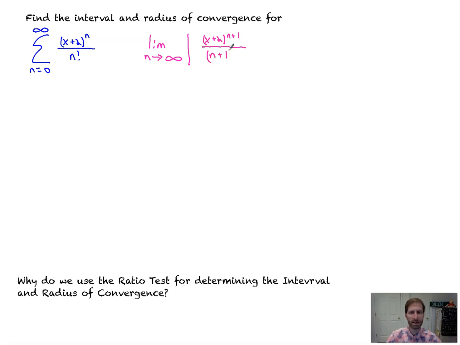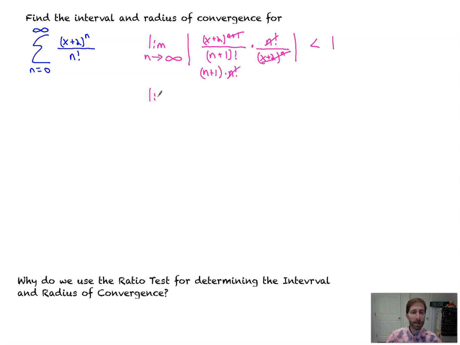This one won't be as messy as the last one. Times the reciprocal of the nth term, so it'd be n factorial all over (x + 2)^n. And that we want to be less than 1. So we solve this thing out. You have 1 more x plus 2 in the numerator than in the denominator, so that leaves you with an x plus 2. Then we have n factorial over (n+1) factorial. That's the same as (n+1) times n factorial. The n factorials divide out.